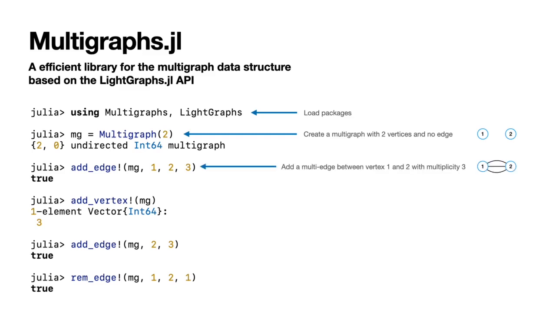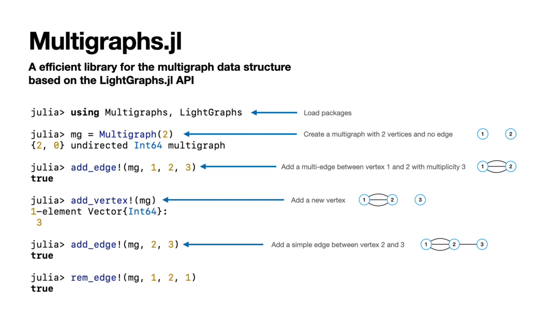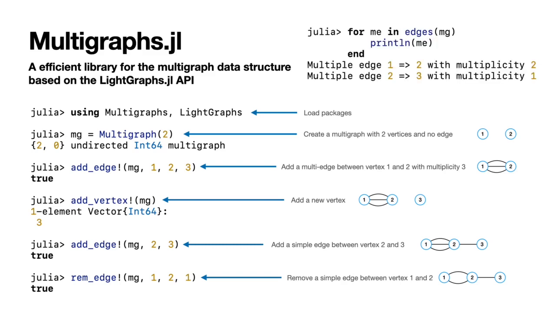We can use the add_edge function to add multiple edges to multigraphs. Here we add a multi-edge of multiplicity 3 between vertex 1 and 2. And the add_vertex function will add a new vertex to this multigraph. Here the new vertex is labeled 3. If multiplicity is not given, it will be regarded as a simple edge. The rem_edge function will remove multiple edges from the multigraph. Here we removed a simple edge between 1 and 2. And also we can iterate all multi-edges in the multigraph.